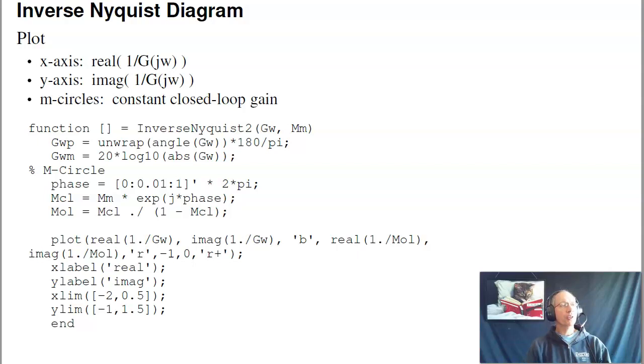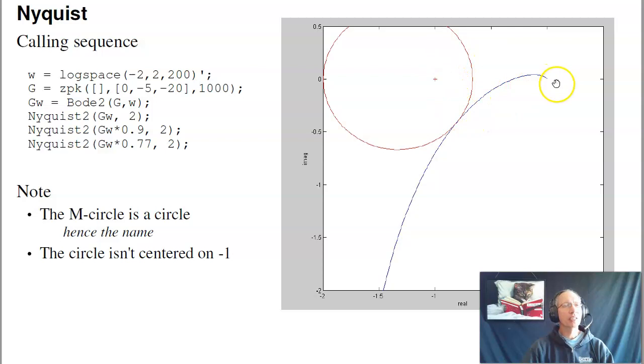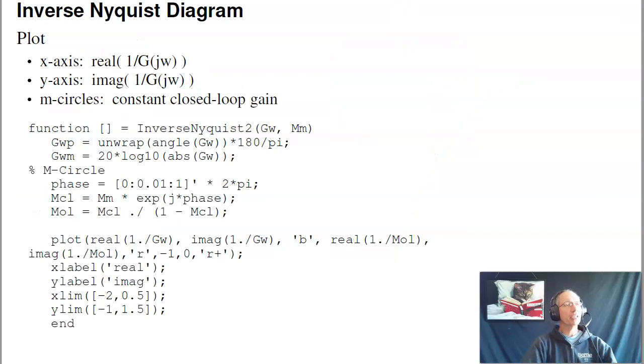Variation on the Nyquist diagram. This is actually how torpedoes were designed in World War II. The problem with the Nyquist diagram is the closed loop gain is hard to see. It's distance to the origin divided by distance to minus 1. If instead I plot the inverse, 1 over G, I get a much simpler system. To draw an inverse Nyquist diagram, that's not a MATLAB function, so you have to write it yourself. Do the same thing that we did before, but now instead of plotting gain, real versus imaginary, I plot 1 over gain, real versus imaginary.